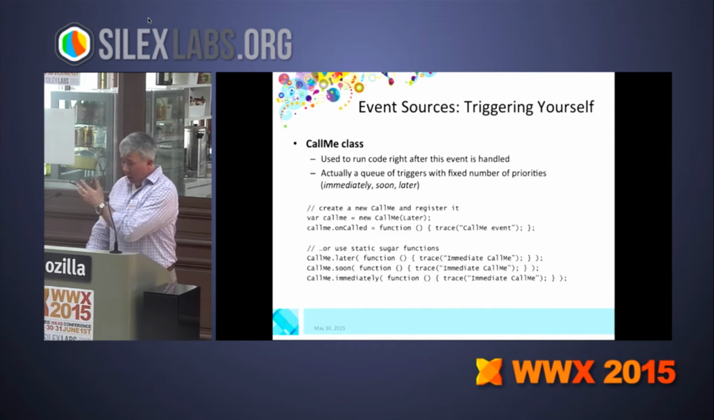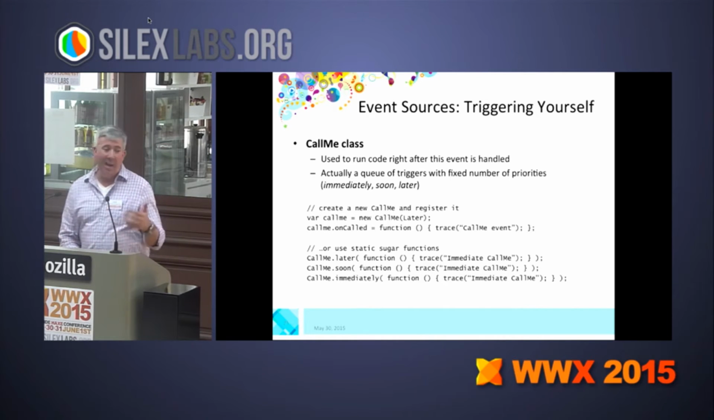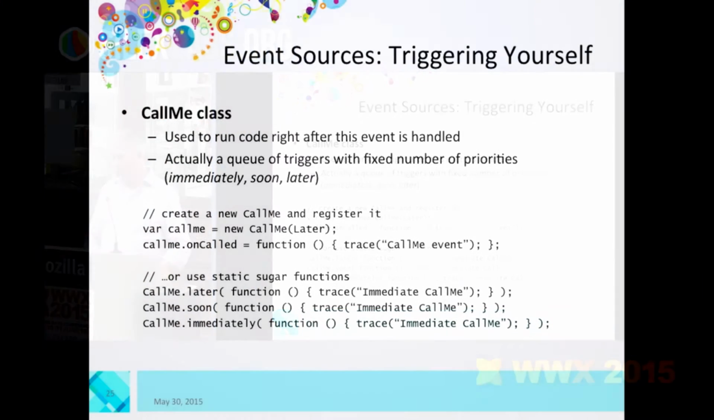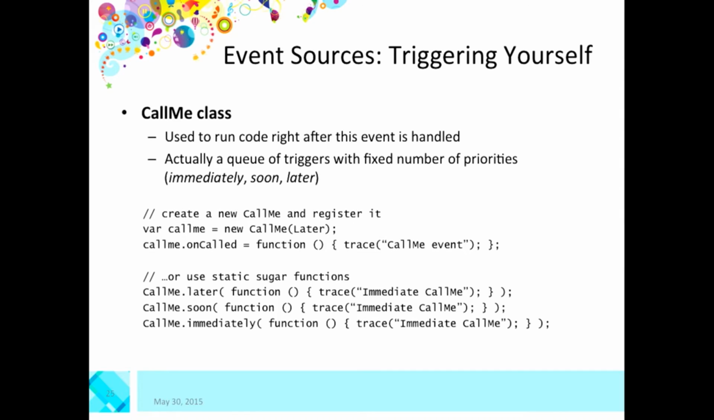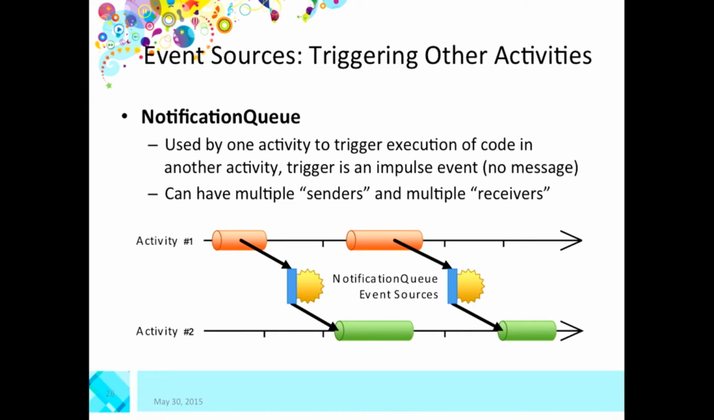Okay, so those are the two very basic event sources that activities can use to trigger themselves. We also have support for activities triggering other activities. And the way they do this is with, well, there's two. I'll talk first about the notification queue. So the notification queue is another kind of event source that once constructed, any activity can poke the notification queue. And one of the activities that's monitoring it will be woken up to do work.